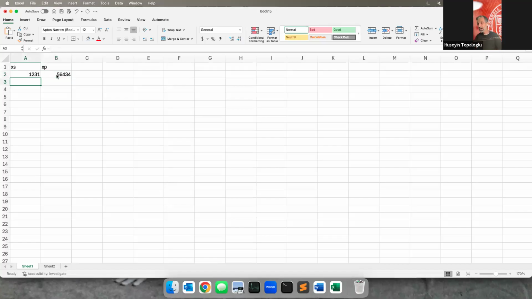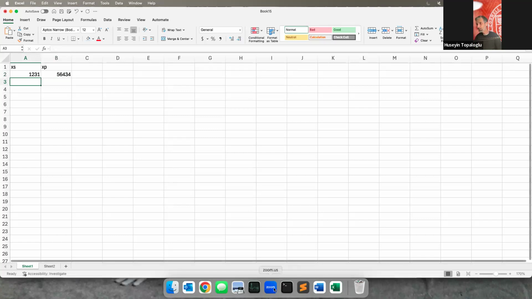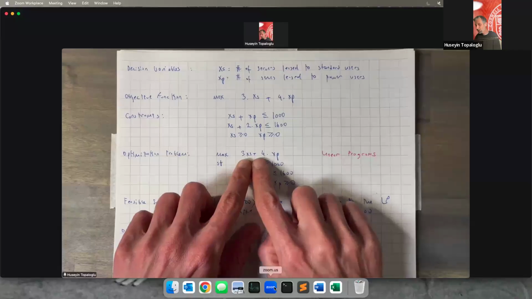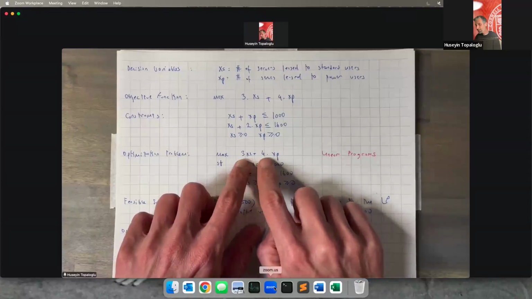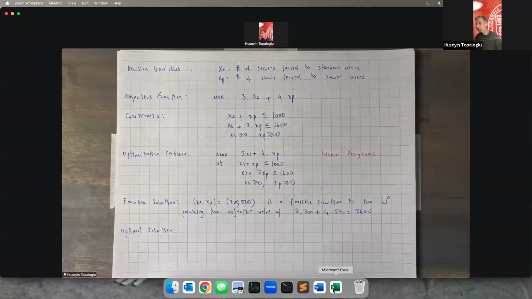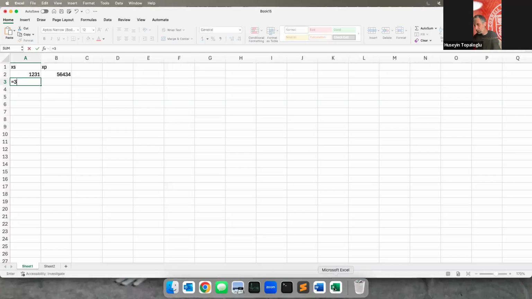The next thing we're going to do is write a formula that keeps track of our objective function. What's our objective function? 3xs plus 4xp. 3xs plus 4xp is our objective function. So now let's write our objective function. 3 times xs, the value of xs is included in cell A2, plus 4 times xp. The value of decision variable xp is included in cell B2. So now in cell A3, we have a formula that keeps track of our objective function.